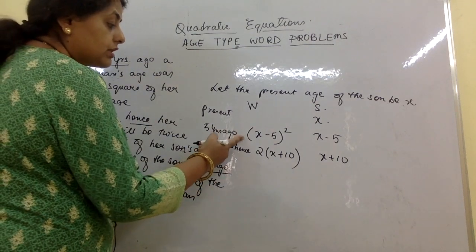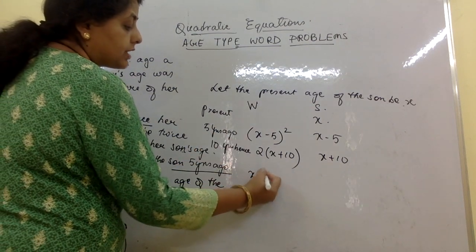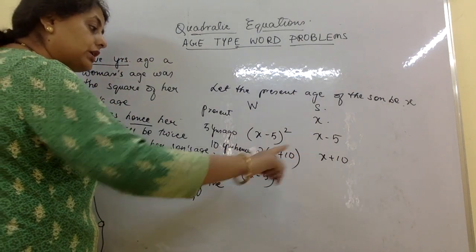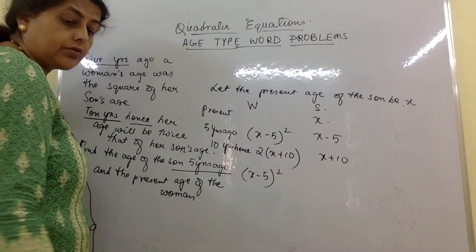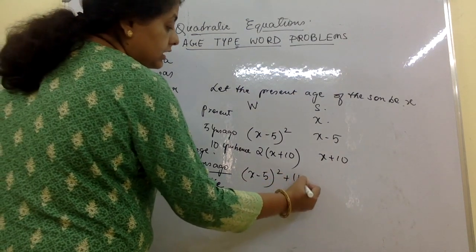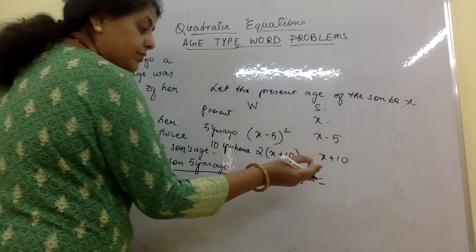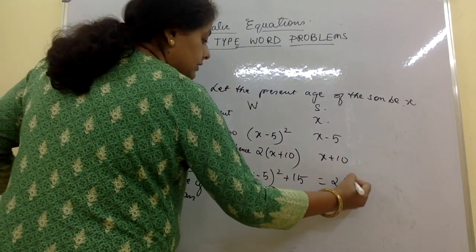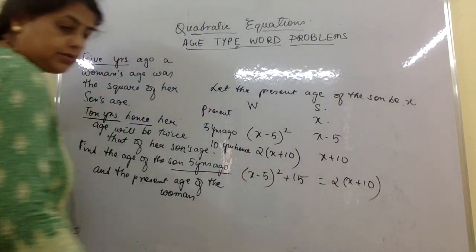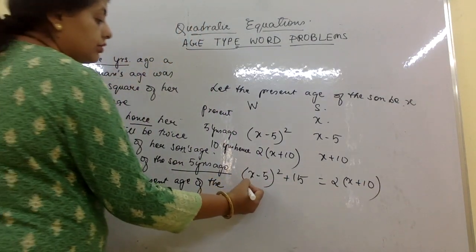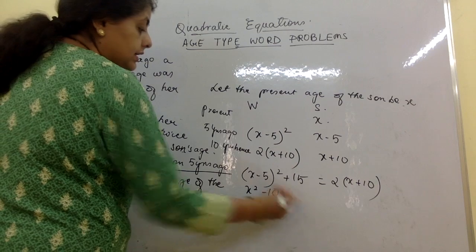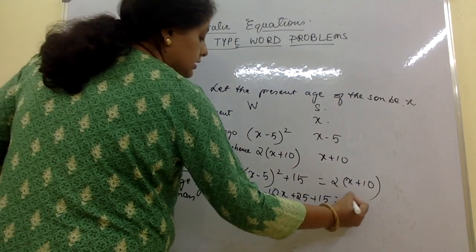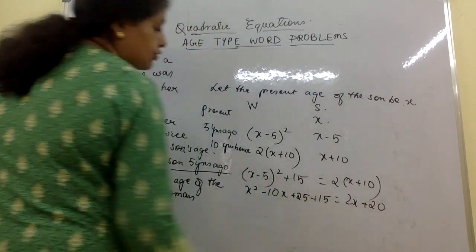Okay, so this was her age 5 years ago, x minus 5 whole square, and plus that how much will give her 10 years hence age. Okay, so plus 15, because 5 years ago then comes 15 with 5 and then another 10 is 10 years hence, and this is her age 10 years hence. Okay, so x square minus 10x, I am doing (a minus b) whole square, plus 25 plus 15, that is 2x plus 20. So I have got my equation.